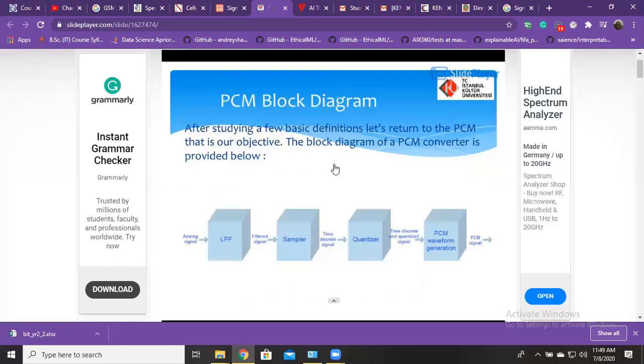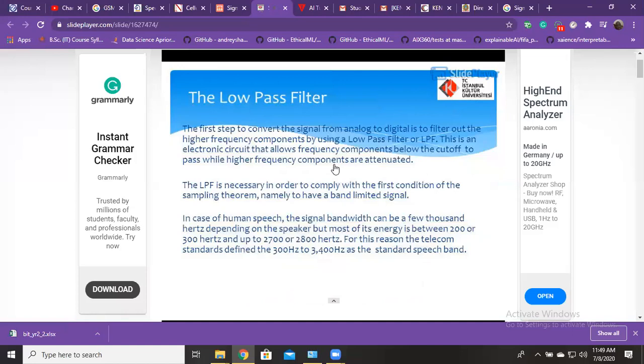PCM block diagram. After studying a few basic definitions, let's return to the PCM that is our objective. The block diagram of a PCM converter is provided below. The low pass filter. The first step to convert the signal from analog to digital is to filter out the higher frequency components by using a low pass filter or LPF. This is an electronic circuit that allows frequency components below the cutoff to pass while higher frequency components are attenuated.